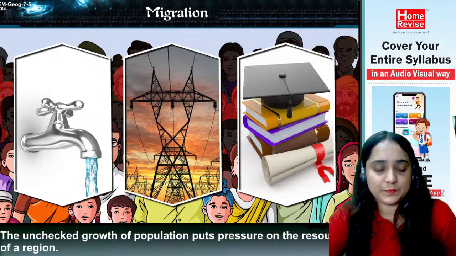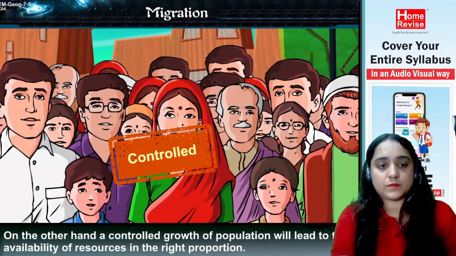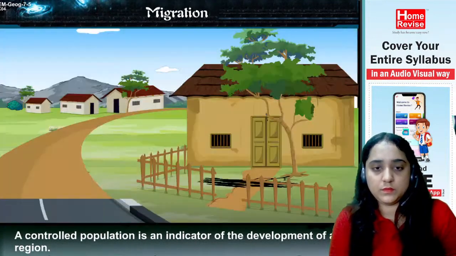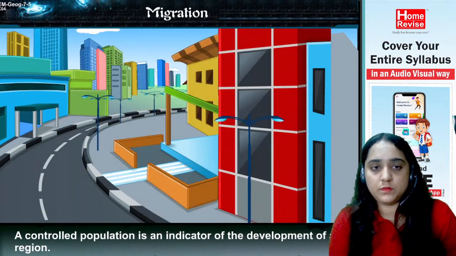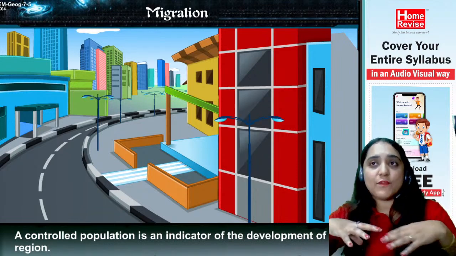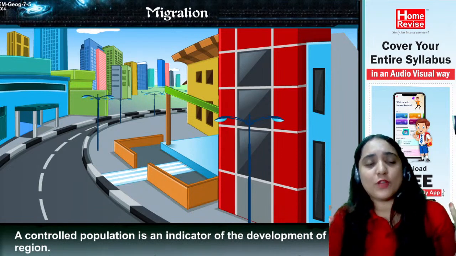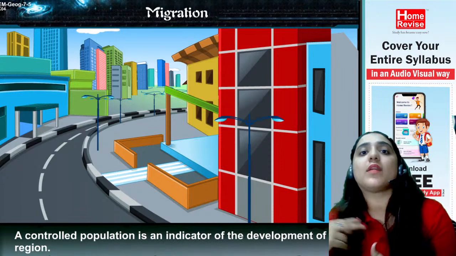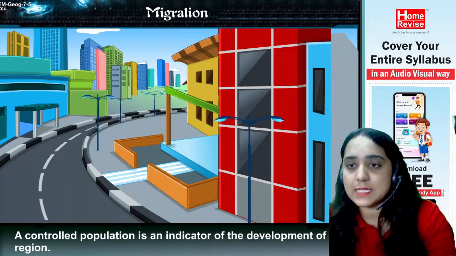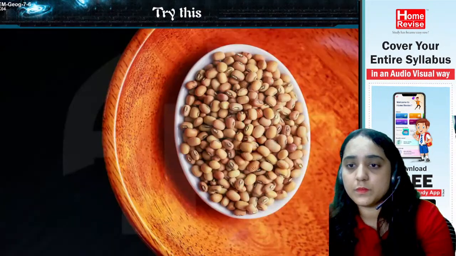Yes. On the other hand, a controlled growth of population will lead to the availability of resources in the right proportion. A controlled population is an indicator of the development of a region. So if you're having a controlled population, even your place can grow faster. But if there is a very large population, then it could be that your growth will not be that rapid. Okay, everybody understood this? Yes, let's move on to the next one. Try this. Okay.